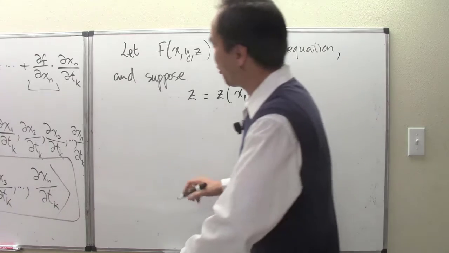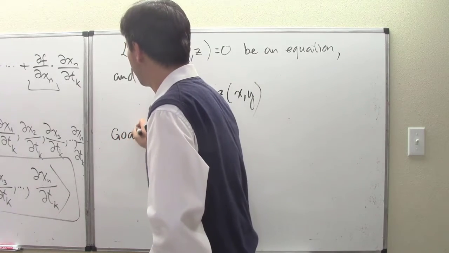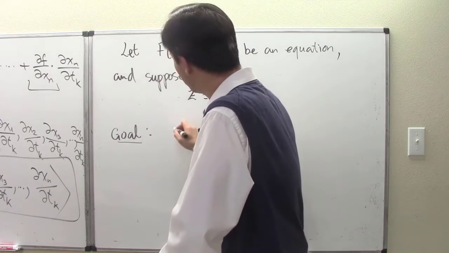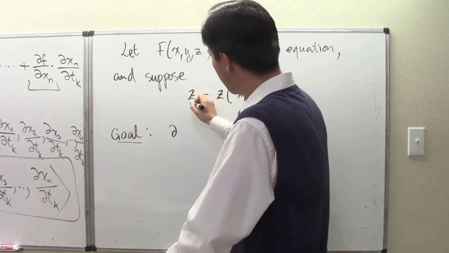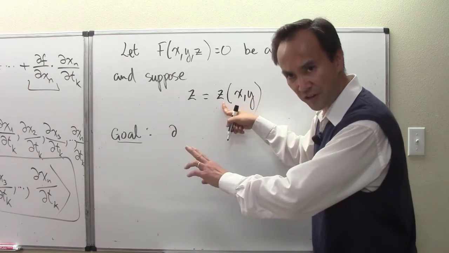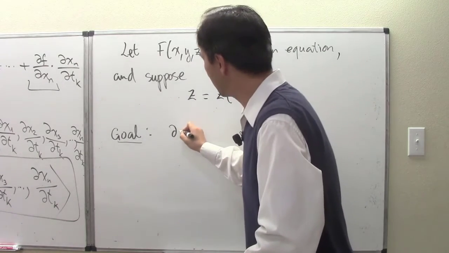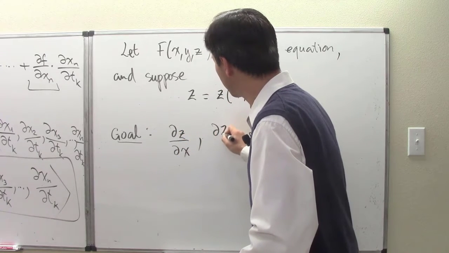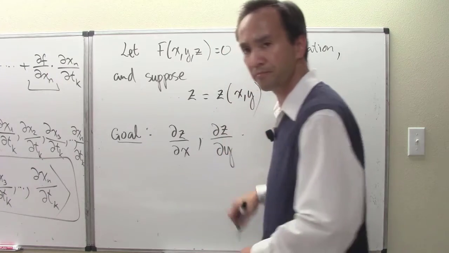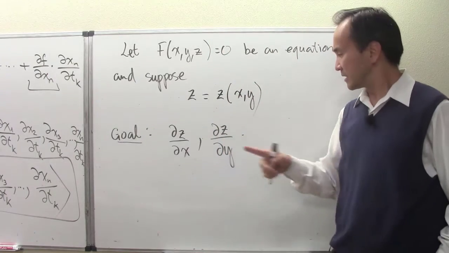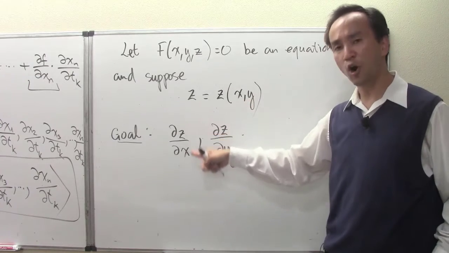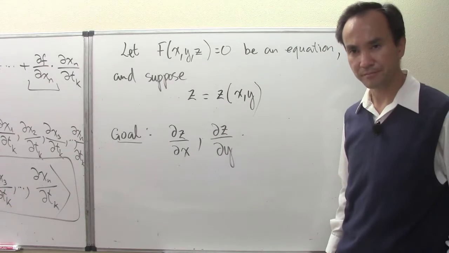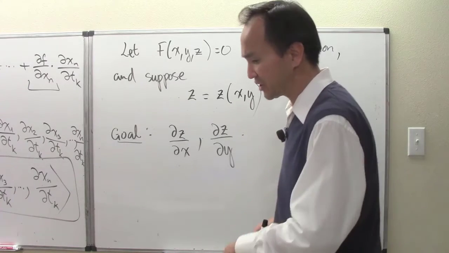So now the goal is, if this was an equation, we want to be able to find the following. Since z is being regarded implicitly as a function in terms of x and y, the goal is to find the partial derivative of z with respect to x and the partial derivative of z with respect to y. If z is an implicit function in terms of x and y, then there are only 2 partial derivatives that we can pull out of z. So in that way, here's how I'm seeing it.